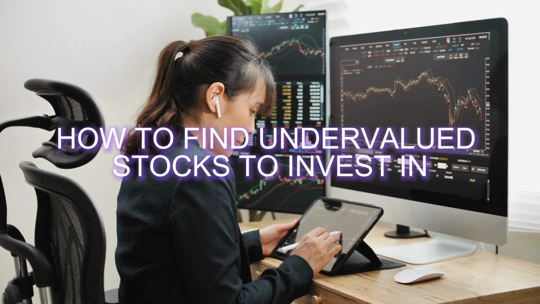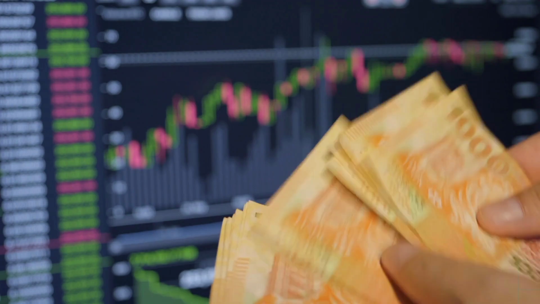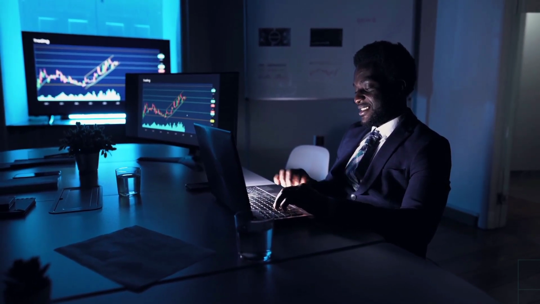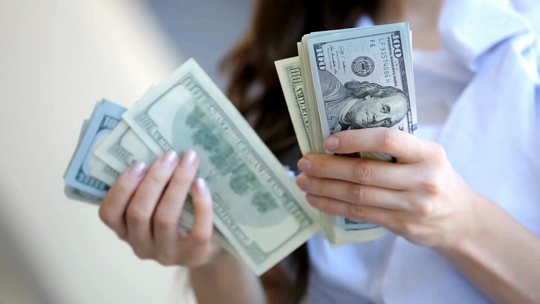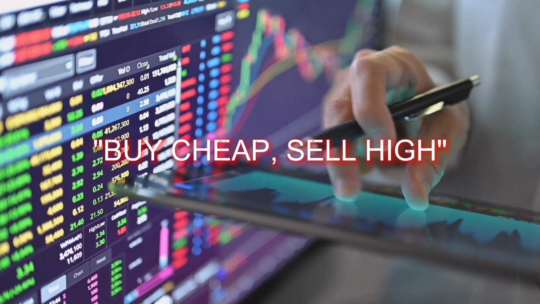How to find undervalued stocks to invest in. An investment is a financial transaction where the money is guaranteed to be kept secure and a satisfactory return is anticipated. So, purchasing undervalued stocks is the way to go if you want to protect your investment while still making a decent profit. The stock market success mantra of "buy cheap, sell high" is widely accepted.